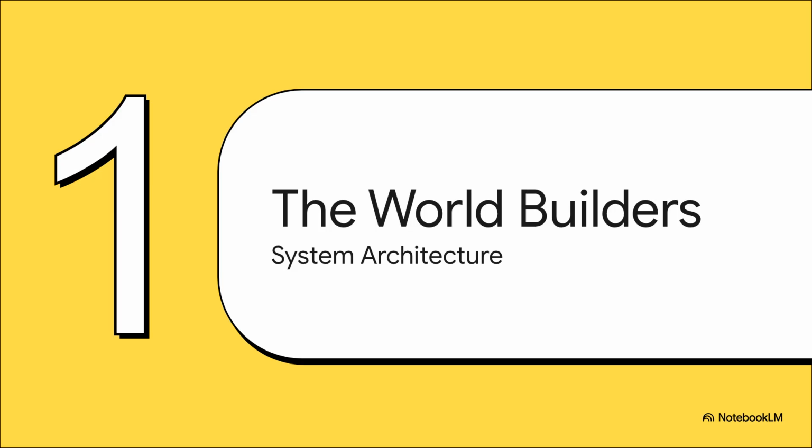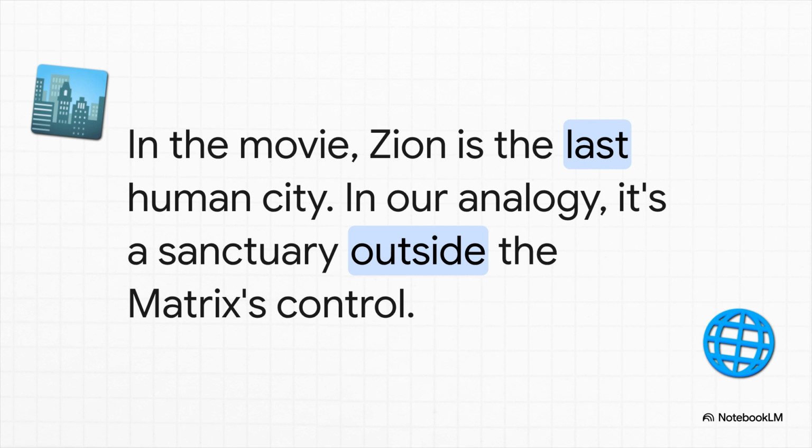Okay, first things first. Before we can start hacking the system, we need to understand the layout, right? Who built this thing, where does it end, and maybe most importantly, what's outside of it. Let's take a look at the system's architecture. And our first stop is Zion.